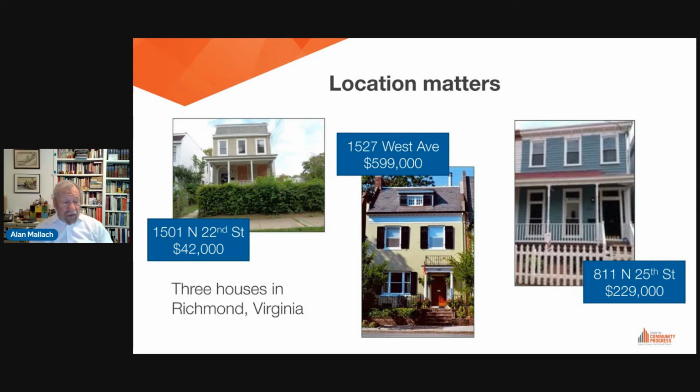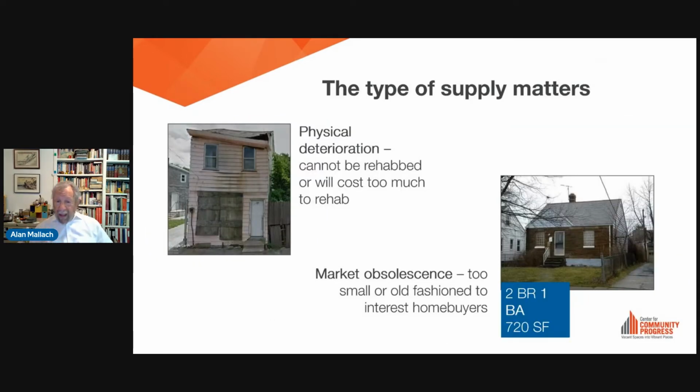So this morning I showed a slide that compared 3 basically similar houses in different parts of the country. Here are 3 basically similar houses in the same city. And it gives you an idea of how much variation there is in market conditions by location, even in one relatively small city. Next, please. And again, I don't have to go back on this. Physical deterioration is a factor, and market obsolescence is a factor.